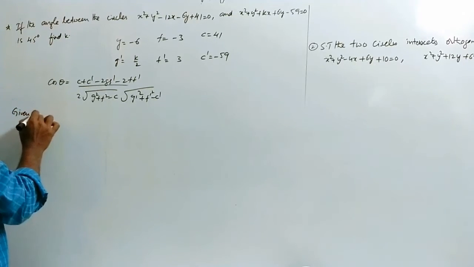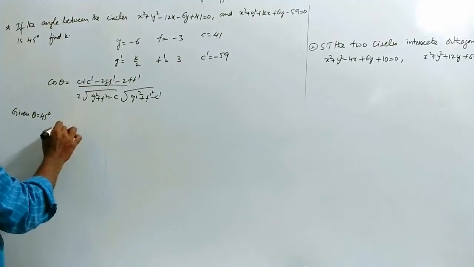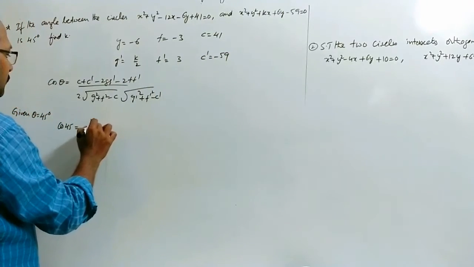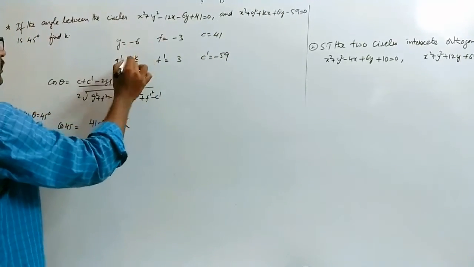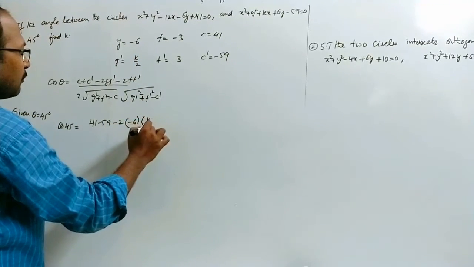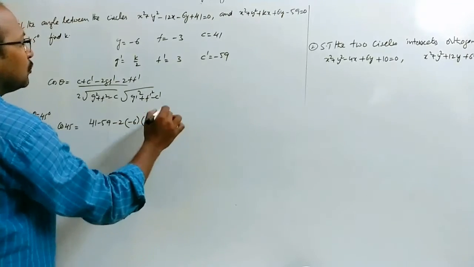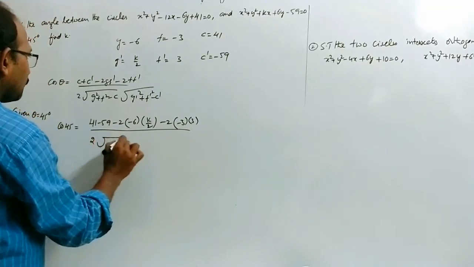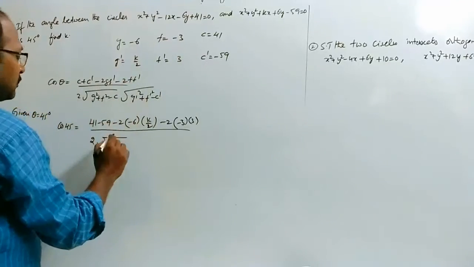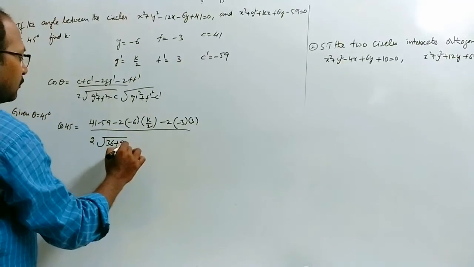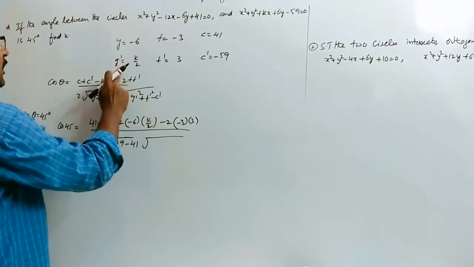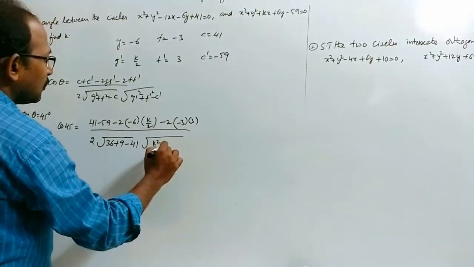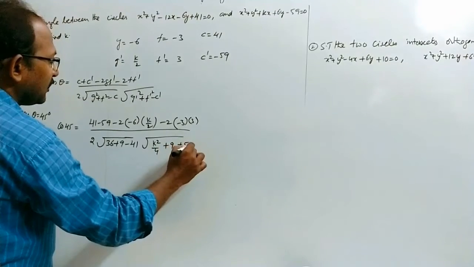Given theta is equal to 45 degrees. Therefore cos 45 is equal to c plus c dash, 41 minus 59, minus 2 into g dash, minus 6 into k by 2, minus 2 into f dash, minus 3 into 3, by again 2 into root of g square plus f square minus c, therefore 36 plus 9 minus 41, into root of g dash square plus f dash square minus c dash, therefore k square by 4 plus 9 plus 59.